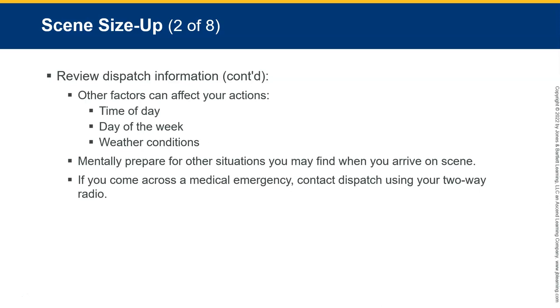With all that, we've got to think about the resources that could be needed, and then prepare for these situations when you get on scene. Think about what you may be finding and what you're going to do if you do find it. If you come across a medical emergency, you want to make sure that you contact dispatch. If you don't have a two-way radio, just use a cell phone or have someone call for help. But that's if you just come across these things.